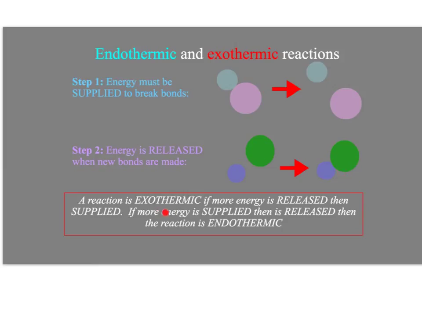So a reaction that is exothermic is where more energy is released than is supplied. So in an exothermic reaction, energy is required to break bonds, always, but more energy is released than is taken in. For an endothermic reaction, more energy is taken in to break the bonds than is given out when new bonds are formed. In an endothermic reaction, we still have new bonds being formed. There is energy being released. It's just that more energy was required than is given out. So overall, it requires energy.